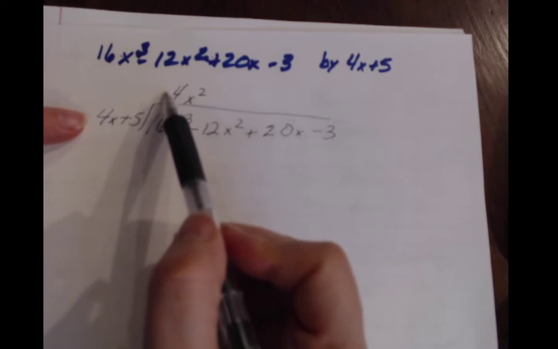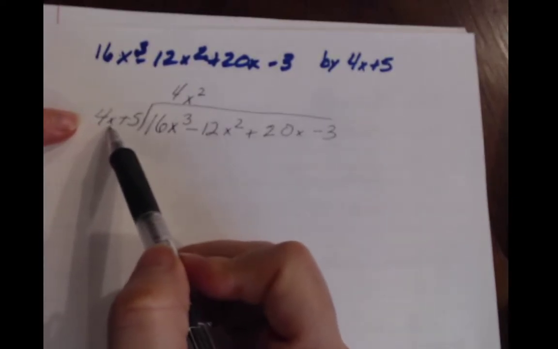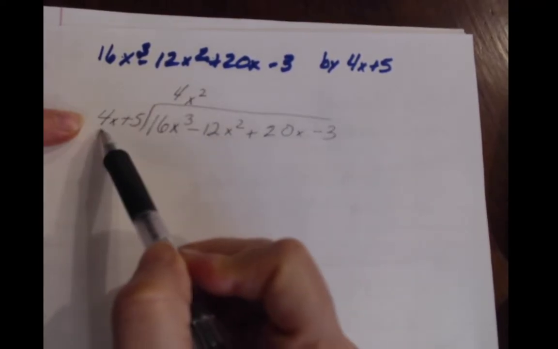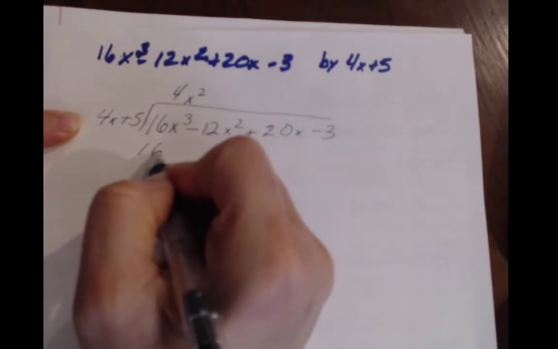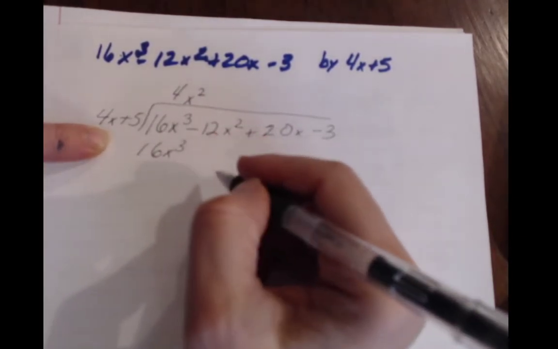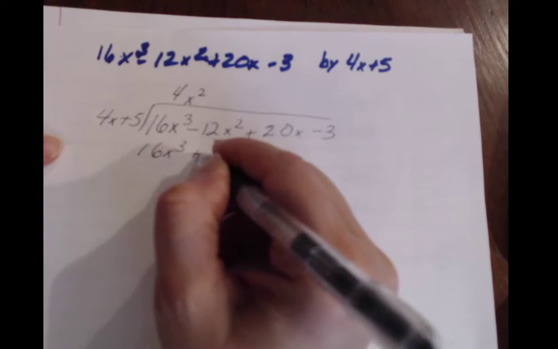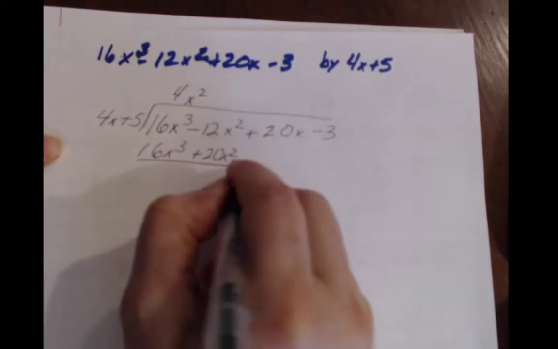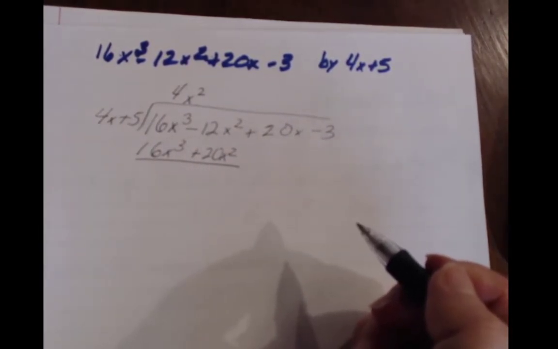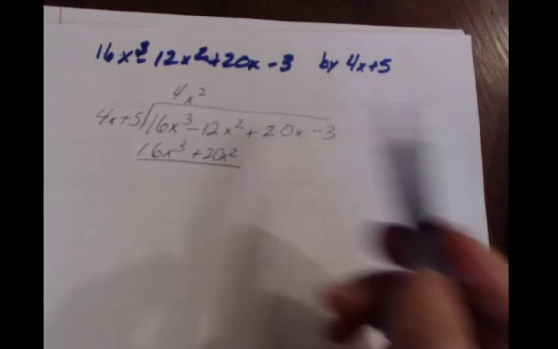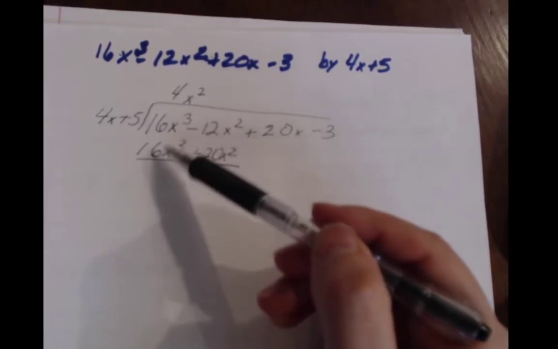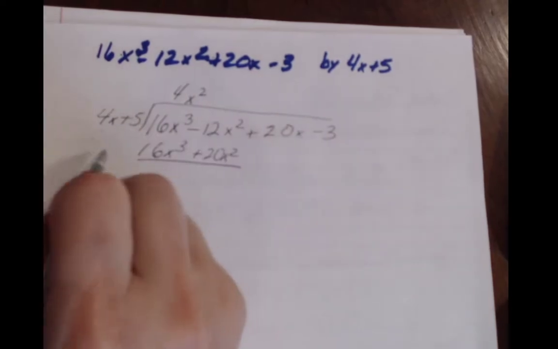We take what we need to get the fronts to work, and we multiply that by this binomial, and we write the answer here. So 4x squared times 4x is 16x cubed, and 4x squared times 5 is 20x squared, and then we subtract down. Now this is really just the same as multiplying or dividing numbers, but it just looks a little more complicated with polynomials. So notice these subtract to 0, and that's what we want.